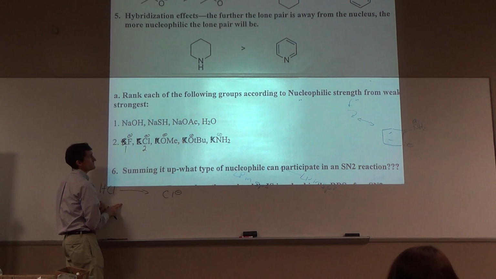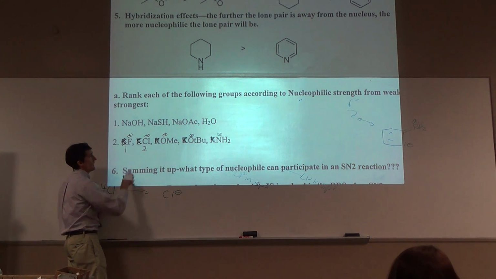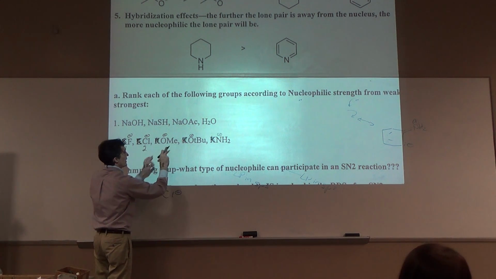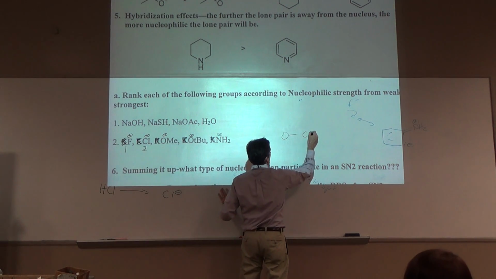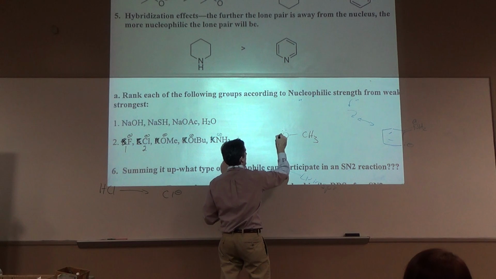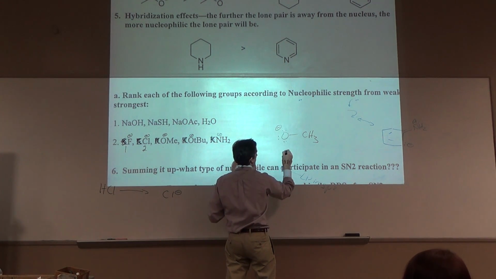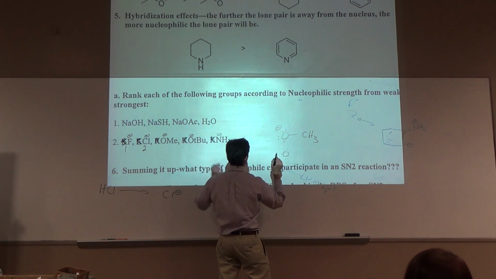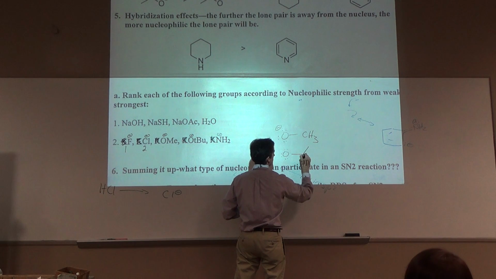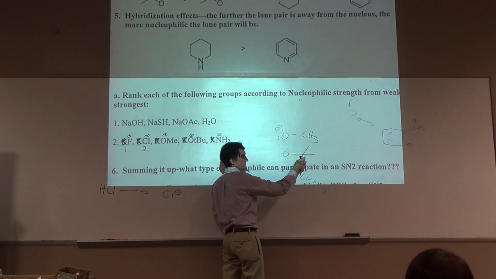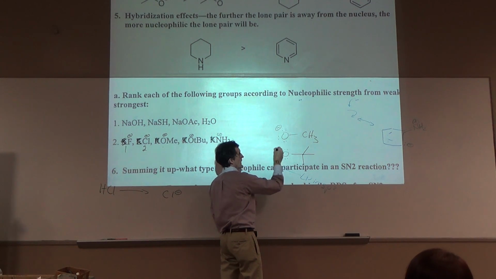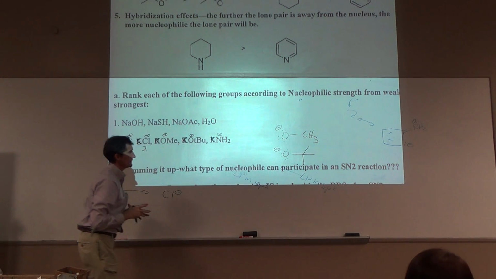I mean, 1, 2, well, we got O and O. Let's consider these. O-methyl or O-t-butyl. T-butyl is going to be boom, boom, boom. It's a tertiary butyl. Which is a stronger nucleophile?